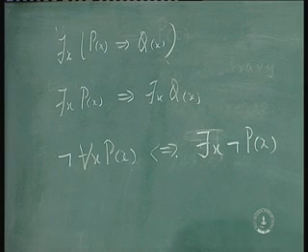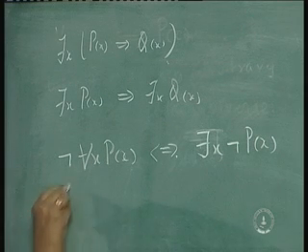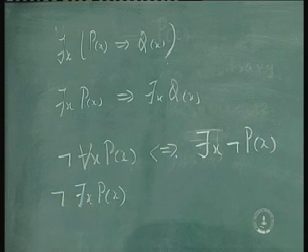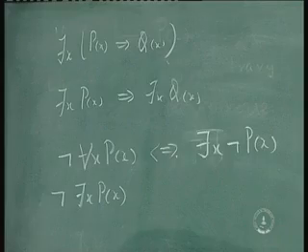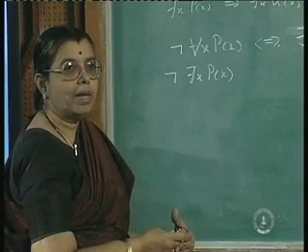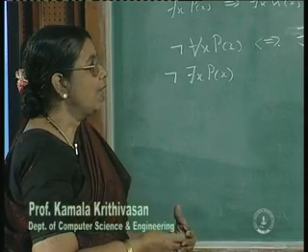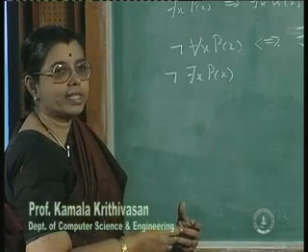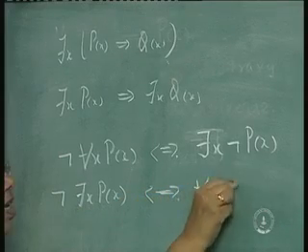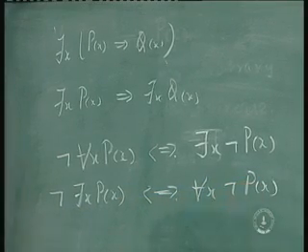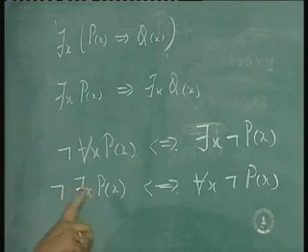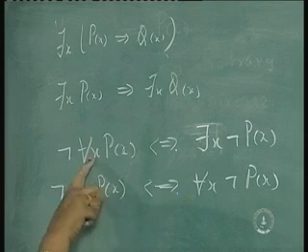Now, you can also have some statement like this, not there exists x P of x. This means it is not true that there is a value of x for which P of x is true. What do you mean by that? For all values of x, P of x is false. So, this is equivalent to saying for all of x not of P of x. So, when you try to bring the not inside, there exists will become for all and for all will become there exists.